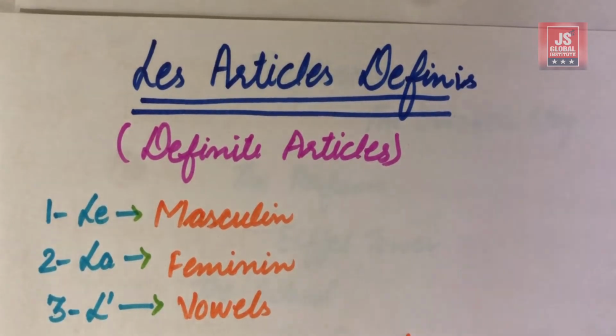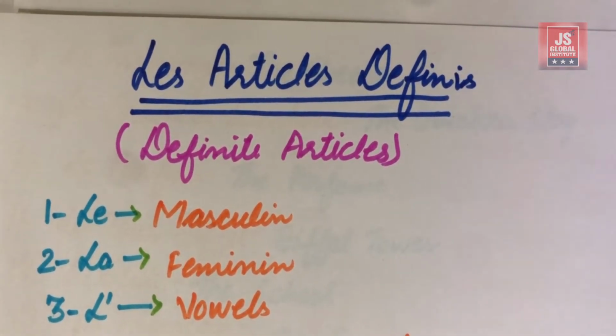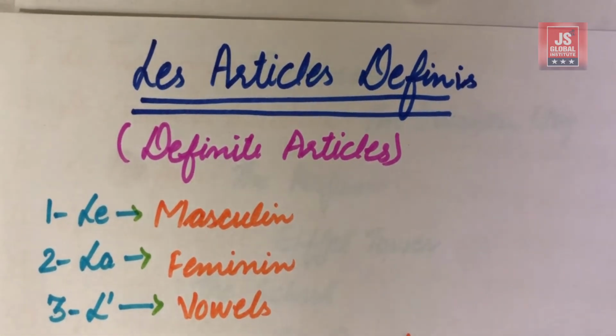So students, what is definite articles or les articles définis? I will tell you. As we use a and the in English, the same is the case with French, as I mentioned earlier in indefinite articles as well. So what is the difference between the definite articles and indefinite articles?